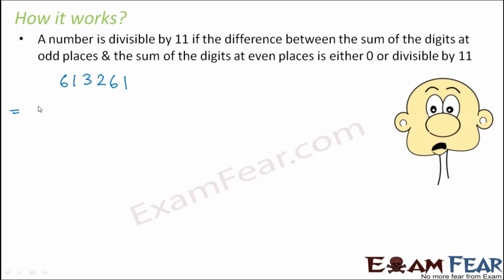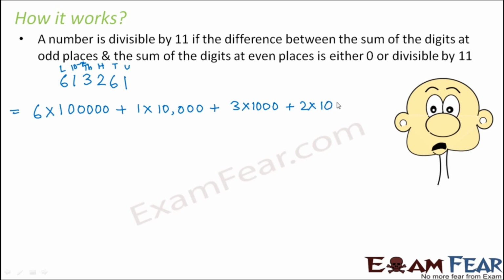So what we do, the first step as usual, is to expand the number. This is units place, tens, hundreds, thousands, 10,000s and lakhs. So this would be 6 into 1,000,000 plus 1 into 10,000 plus 3 into 1,000 plus 2 into 100 plus 6 into 10 plus 1 into 1. So this is how we can expand this number. Now, in order to find its divisibility by 11, what is that trick which we can play with these numbers, 1,000, 10,000, lakhs and so on?